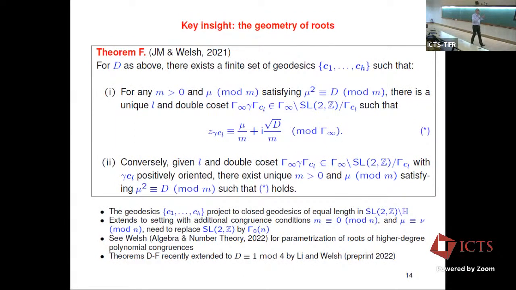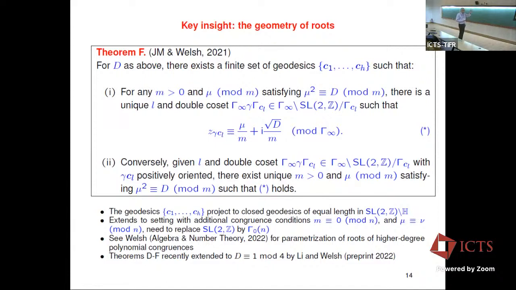So now we have a theorem here that relates the roots of the quadratic congruences to tops of geodesics. So the theorem says that for D as above, there exists a finite set of geodesics C1 up to CH, so that for any M, that's our mu mod M, right? That's our quadratic congruence. D is fixed here. There exists a gamma, okay, so that we have this relation. So we have a gamma so that we map our original geodesic from this finite set. Just think of one geodesic here. That applies in many cases when you have sort of narrow class number 1 for your number. Then we can write that top geodesic as mu m plus I squared d over m.